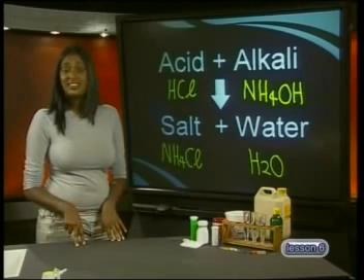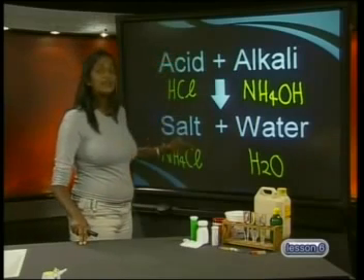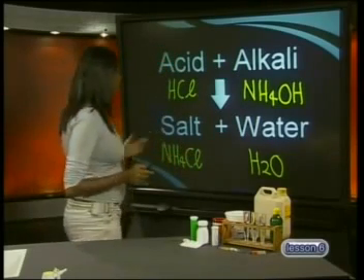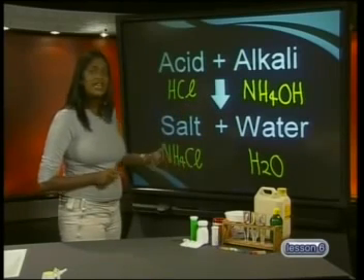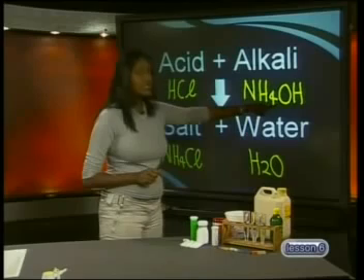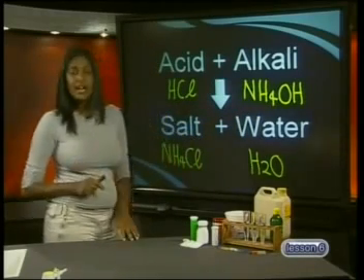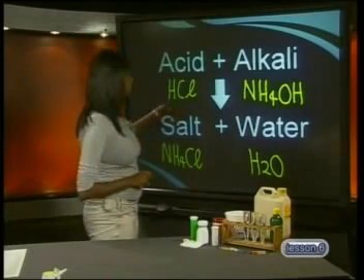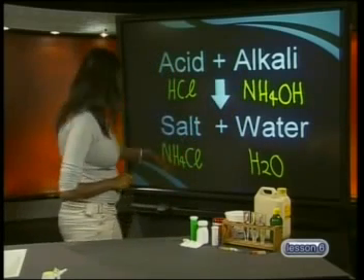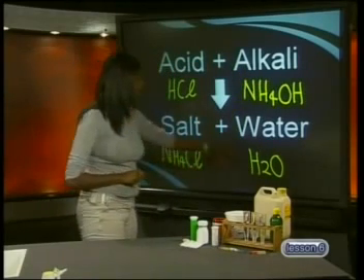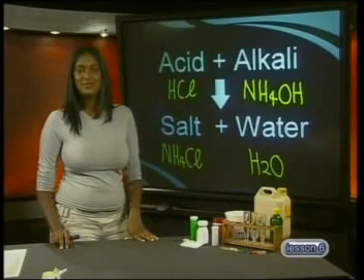Next, check that it is balanced. Count the number of each atoms present above and below the equation. Here I have 1 chlorine and here I have 1 chlorine. Next, 1 oxygen here and 1 oxygen here. Now for the hydrogen atoms. 1 plus 4 plus 1 gives us 6 hydrogen atoms. And below we have 4 plus 2, which is also 6. So this equation is balanced.